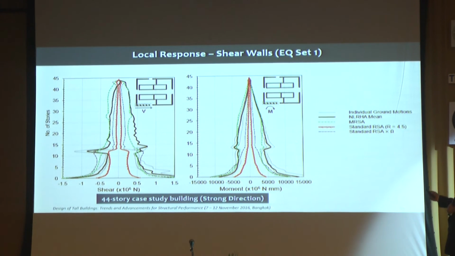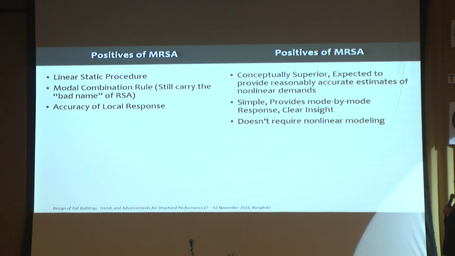About shear wall and moment shear wall, again the same picture: our procedure is providing relatively better results than standard RSA, even with the application of overstrength factor, which is not accounted for in this case. So I will just end up with this, because I cannot boast too much about MRSA, because we still are facing the same limitations which are attributed only to a method which is based on modal superposition idea.